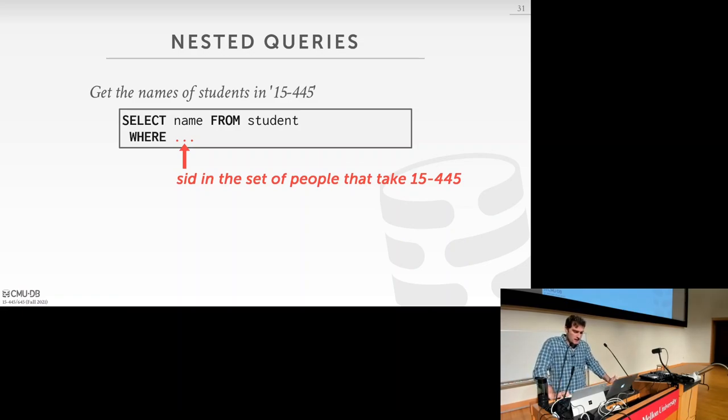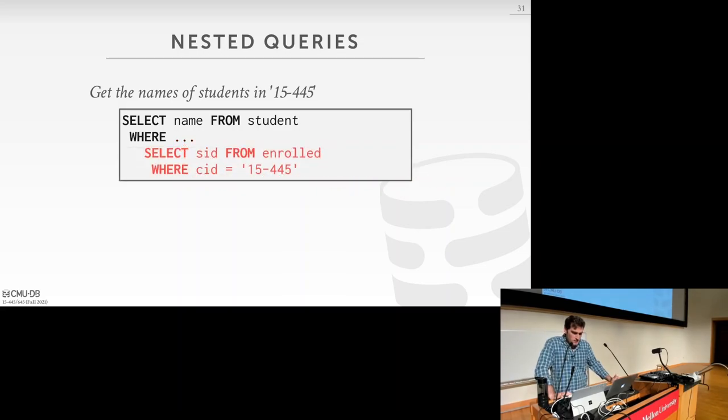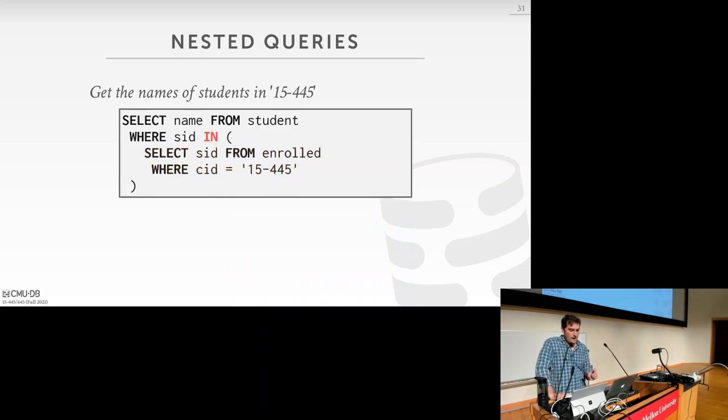So again, let's get the names of the students in 15445. If we want to do this in a nested query format, what we want to do is figure out, okay, select the student IDs from enrolled where the course ID is 15445. And the way that we're going to figure that out is by saying, okay, where the student ID is in this result set that is produced by the nested query. So SID here in the nested query is going to refer to the SID from the enrolled table, whereas SID in the outer query, because of the query scope, is going to refer to the student table. We saw that example with joining. This is essentially performing a join between student and enrolled, just rewritten in a little bit different way.